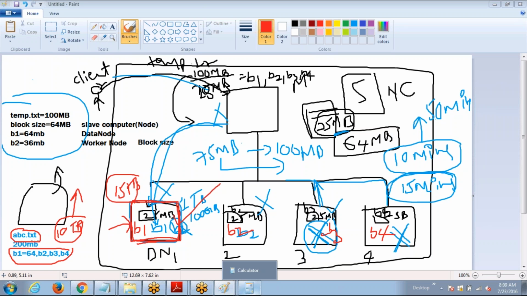Probably you have only 200 MB of data, and you are thinking, okay, 200 MB is a very small file, why can't we store it in a single computer? Then for example, you have 10 terabytes of data, how are you going to handle that? If you store 10 terabytes of data in a single computer, you cannot really achieve parallel processing.